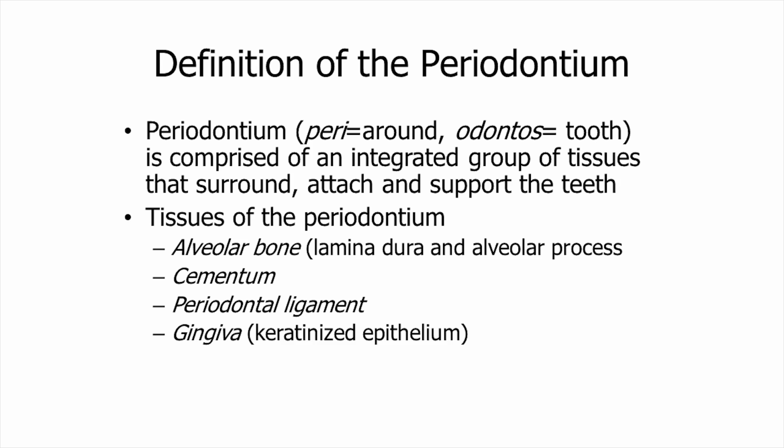The periodontal ligament, which runs from the jawbone, the alveolar bone, to the tooth, is the ligamentous structure called the periodontal ligament. And the structure on the tooth that's actually attached to the periodontal ligament is the cementum, which lines the root. The fourth component of the periodontium is called the gingiva, and that represents the soft tissue that surrounds the teeth that you can see in your mouth.